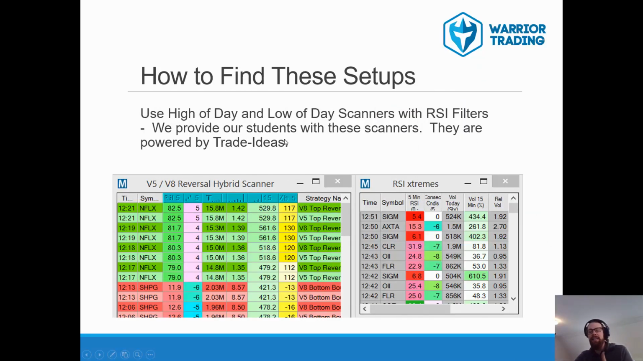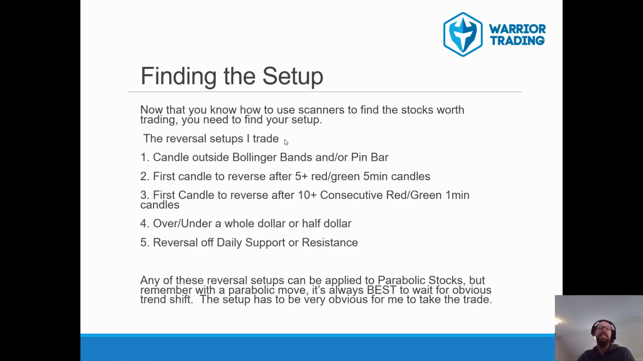So we find these setups or these potential stocks that meet our criteria using scanners. So that's how we find them. All right. Now, the reversal setups that I trade, these are the 5 different types of rubber band reversal setups.